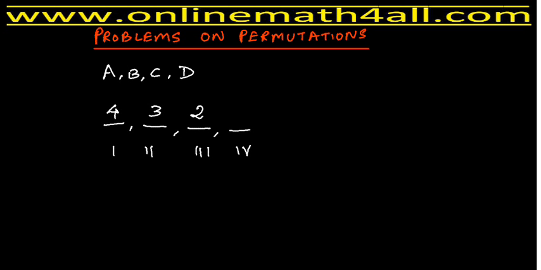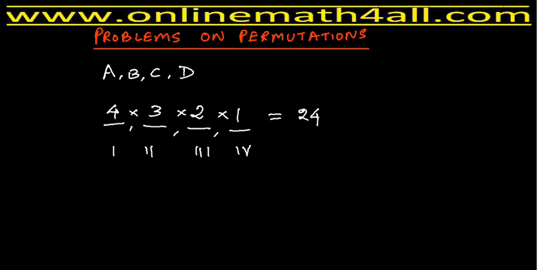So 2, and in the first blank 1 letter has been fixed. In the second blank again 1 letter has been fixed. In the third blank again 1 letter has been fixed. So for the first, second, and third blanks, we have fixed 3 letters out of the given 4 letters. Now only 1 will be remaining for the fourth blank. So the fourth blank has only 1 option, that is 1. Now we are going to multiply all these values, 4 times 3 times 2 times 1. So we get the same result, that is 24.